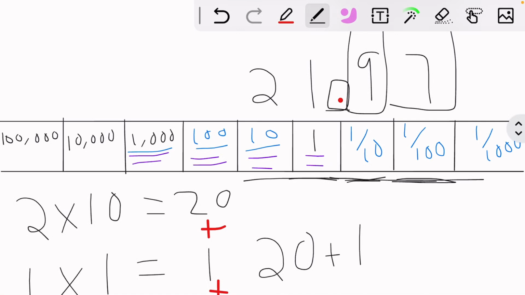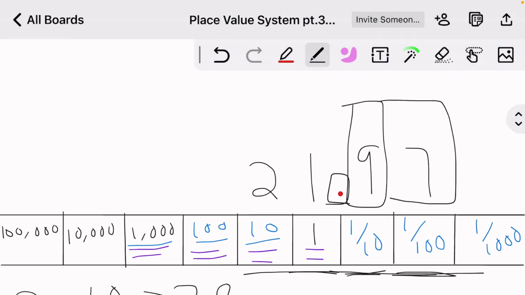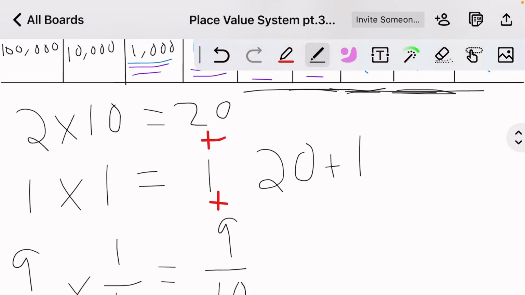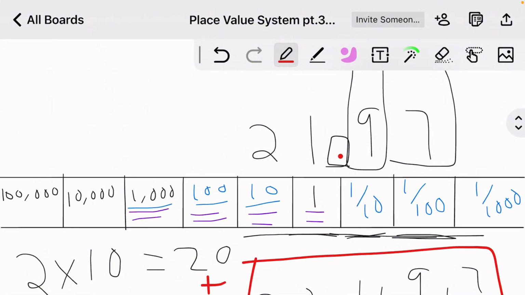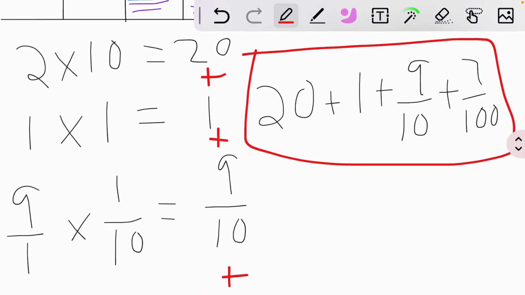So 20 plus 1 plus 9 groups of 1 over 10, and that's going to be, again, 9 over 10 plus 7 over 100. Once we add all this together, this is going to give us what the value is, outside of just the notation. Now, I know we wrote 21.97 down, but if we want to think about that in terms of tally marks or just a raw value or a raw quantity, once we add these, we'll have that quantity.